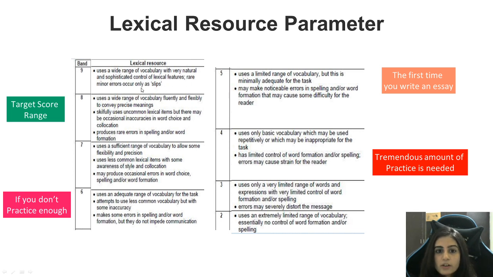Rare minor errors occur only as slips. Mistakes happen to everyone. To err is human, so everybody makes mistakes, and mistakes are common. Mistakes make us human, so there's nothing to worry about. One or two mistakes are fine. So you can make a few mistakes, but they should not be too many. So rare and minor errors occur only as slips. However, apart from that, you have to use wide range of vocabulary in a very natural and sophisticated manner.